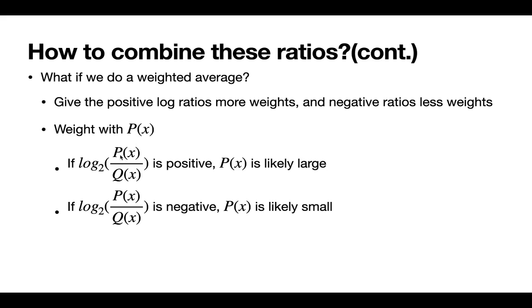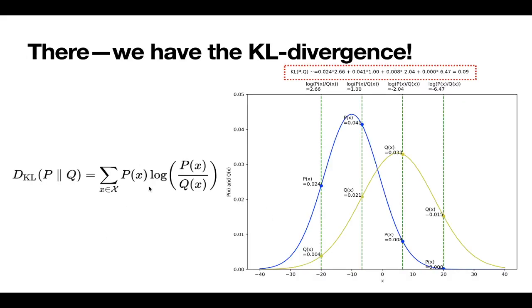Because, as we just said, if px is larger than qx, and therefore if the log ratio is positive, then px is likely going to be large. And likewise, if px is smaller than qx, and therefore if the log ratio is negative, then px is likely going to be small. So by weighting our average with px, we automatically give the positive log ratios more weight and the negative log ratios less weight. And with that, we get ourselves the same KL divergence equation as the one on Wikipedia.